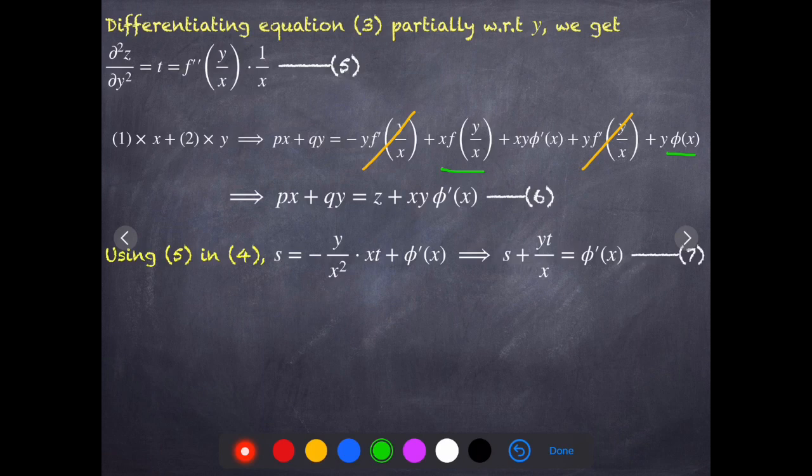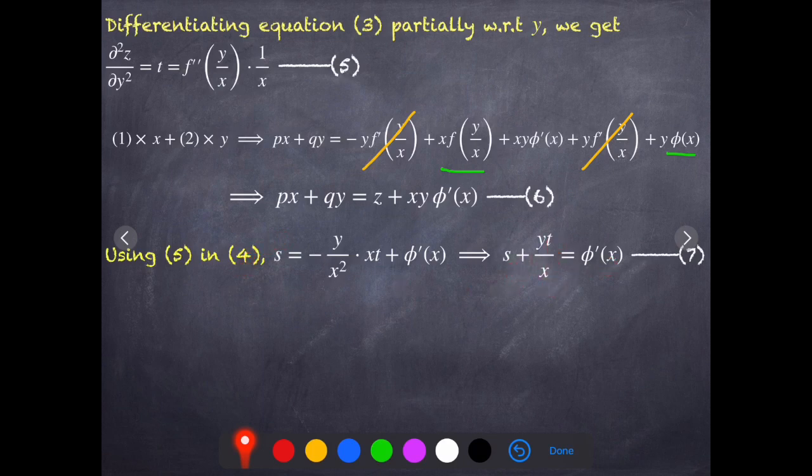Okay, using phi in equation number 4 now. So s is equal to minus y by x square into f double dash plus phi dash. Okay, that means if you simplify, f double dash, if you cross multiply to the other side, I will get t into x. Substitute f double dash in equation number 4, wherever f double dash is there, substitute it as equal to xt, and x gets cancelled, and transferring this particular term to the left hand side, I will get s plus yt by x equals phi dash.